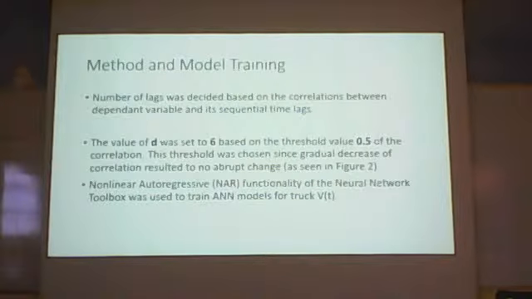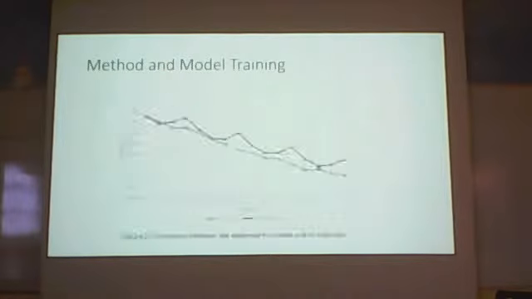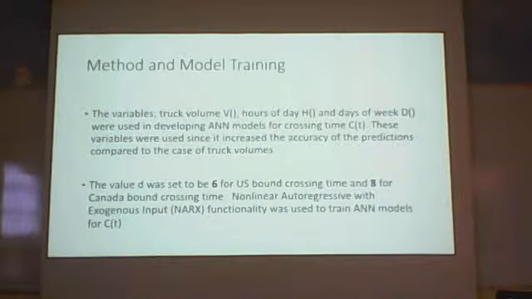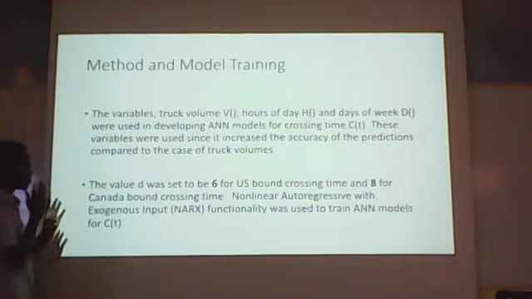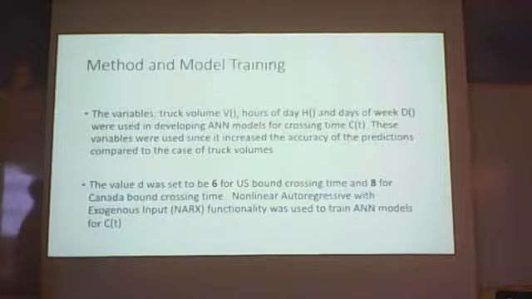So this part is the drop volume. Then they say that for the case of crossing time, there were certain variables that were chosen based on days and hours. They say that in the first case they couldn't use those variables because they didn't get a high enough accuracy for the truck volume.